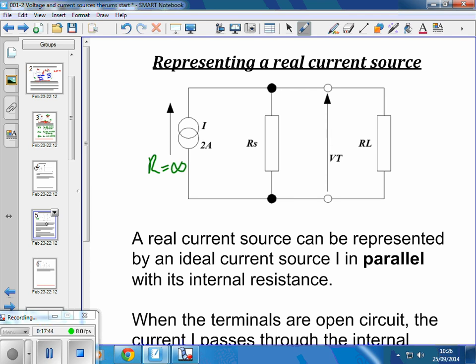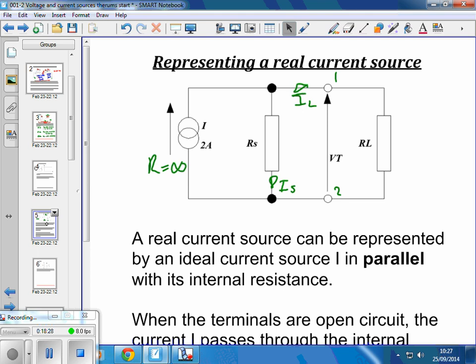So these are the 2 terminals 1 and 2 of that real current source, which is an ideal current source and its parallel resistance. Now we've got a load connected. Some of the current, the 2 amps, will go through the load, IL. Some of it is lost inside the real source, and that loss is represented by saying it's got a parallel path. So some of that 2 amps is just going to go round and round inside the supply, and some of it is going to go through RL.